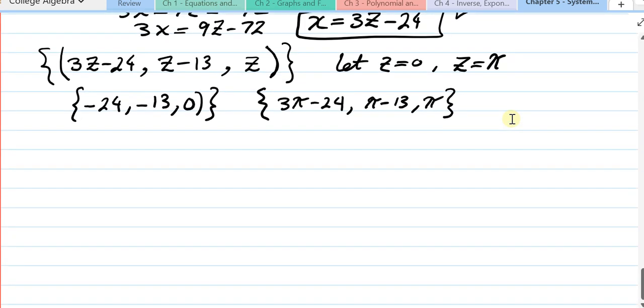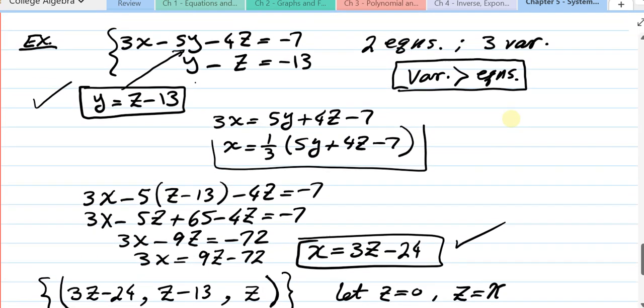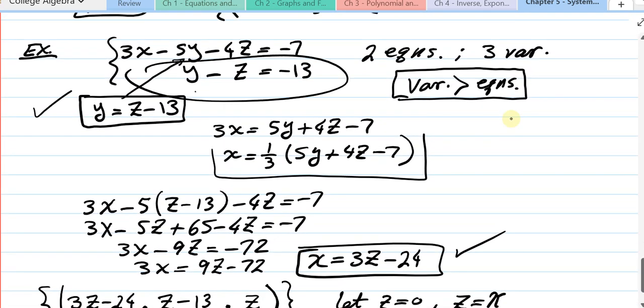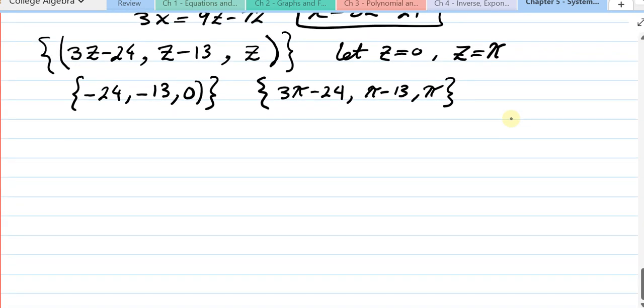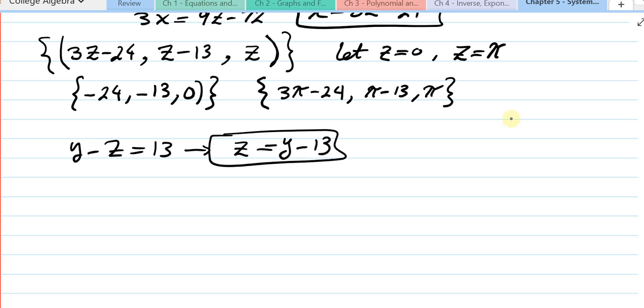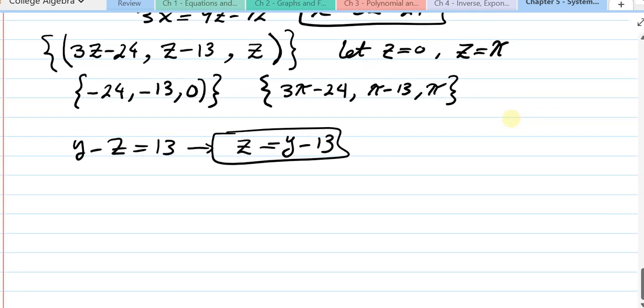Okay, to show you another parametrization of the solution. So what I did is this. I solved for z in the second equation, this one, in terms of y. Remember it was y minus z equal 13. So solve for z. Move z to the other side, bring 13 to the left side. I get y minus 13. There you go. Now z is in terms of y. Okay, and let me see. Move z to the other side. Yeah, so it's going to be that.